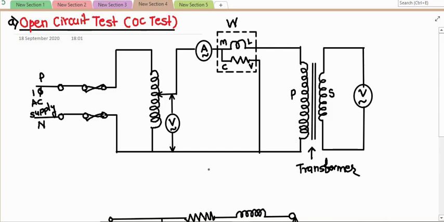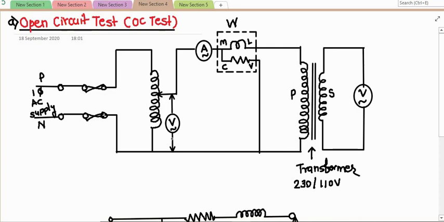Then let us see the procedure for performing the open circuit test. In the open circuit test, we have to adjust the voltage across the primary to its rated value. Suppose this transformer is 230 by 110 volt, I am just taking an example. Then what is the voltage rating of the primary? 230. What is the voltage rating of the secondary? 110. Right?